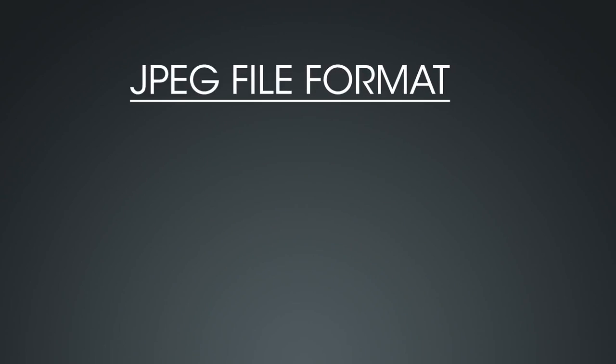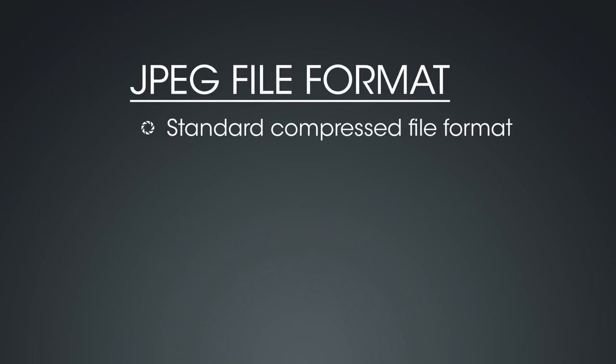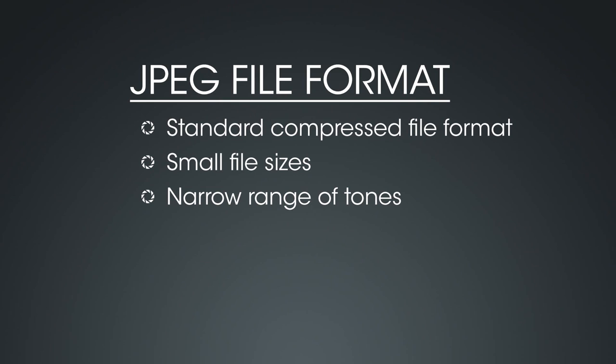The other image quality setting on the KS1 is JPEG. JPEG files are a standard compressed file format that is supported by any image software. Because JPEG files are compressed, the file sizes are very small compared to RAW image files, but they also have a much narrower range of tones and will lose some image data each time they are saved.